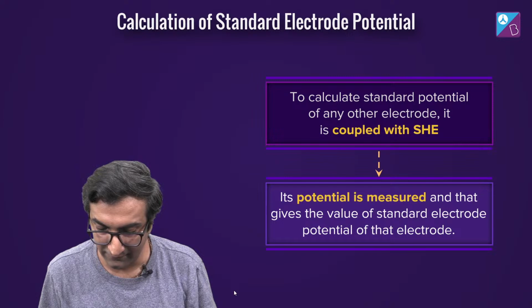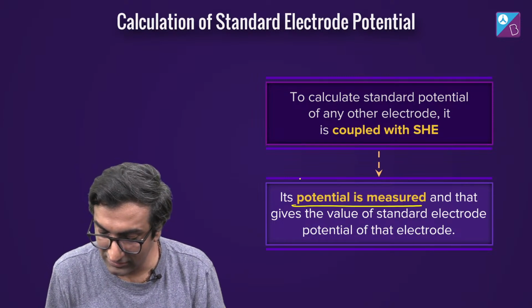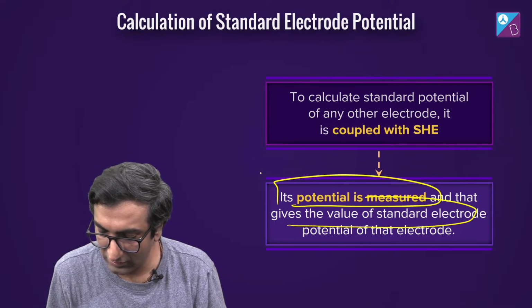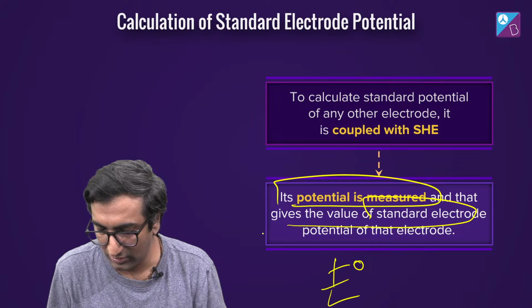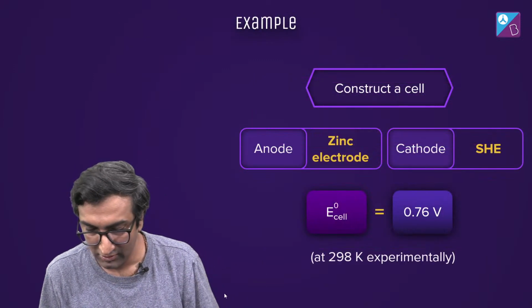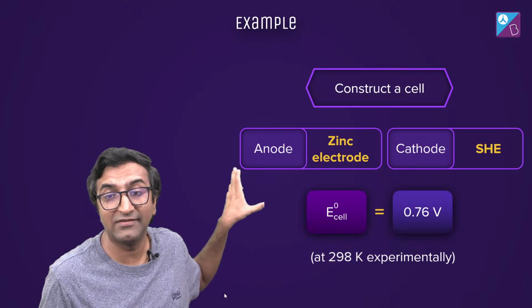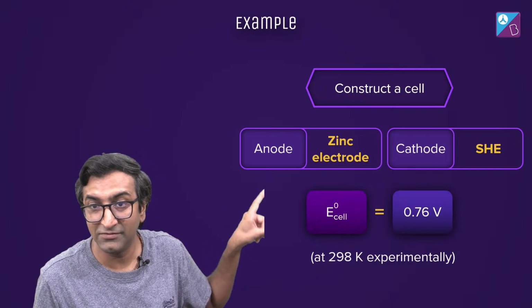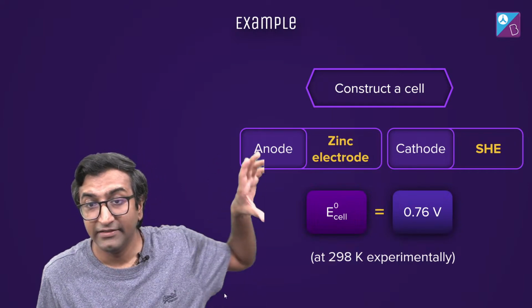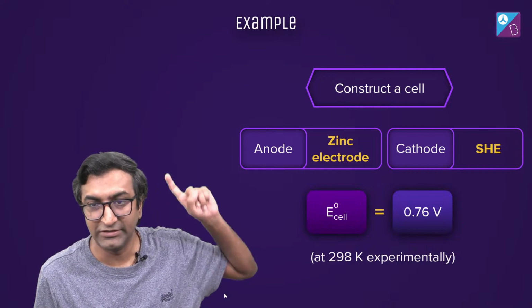इसके बाद क्या करना है? Yeah, you basically measure the potential and it gives you the value of this E naught जो हम लोग अभी तक पढ़ रहे थे. वो कहाँ से आता है? This is how you do it. So if I take say anode पे zinc and cathode पे SHE, SHE मतलब standard hydrogen electrode. Then I get E naught की value to be 0.76. कैसे?